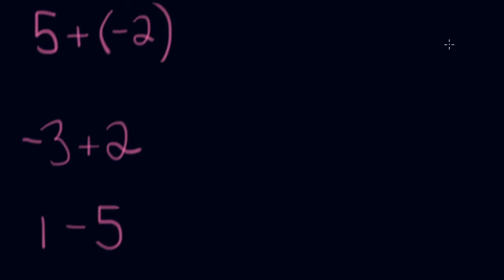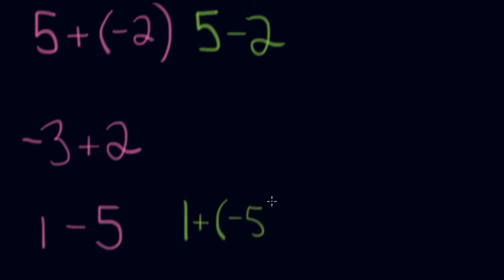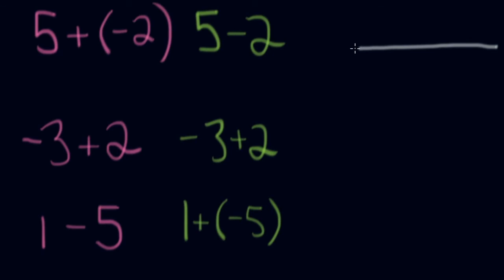Now, if I asked you, could you write this a different way? I could write this as 5 minus 2. I could write this still as negative 3 plus 2. Nothing really changes there. And this one could also be written as 1 plus a negative 5. I'll do that because I want to make things look really pretty. My question to you, though, because we're talking about snow, is could you draw this with snow?